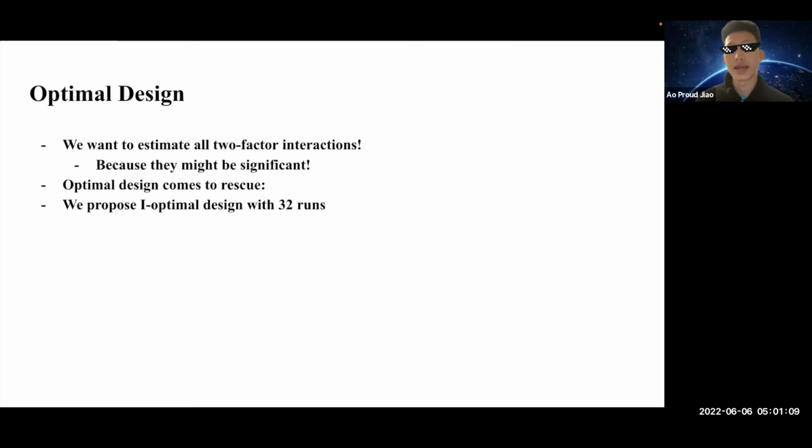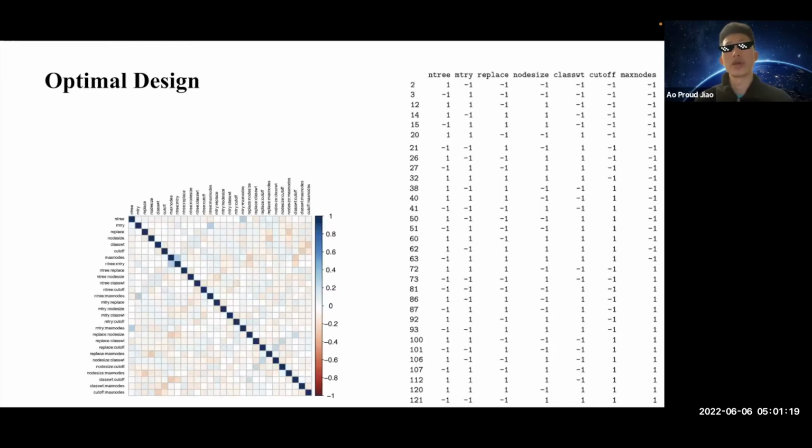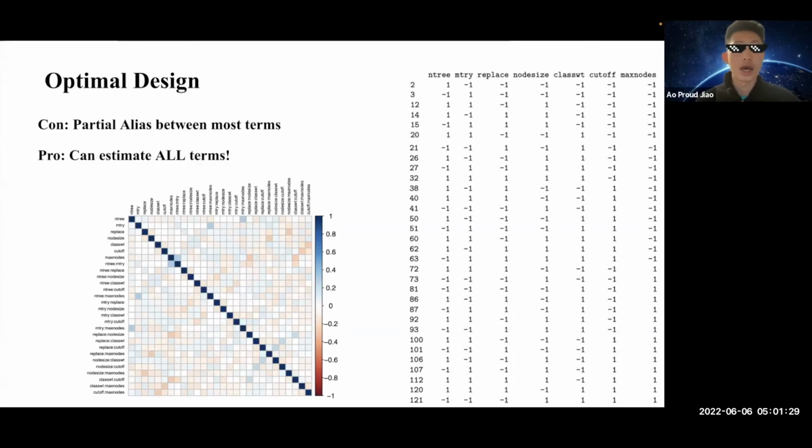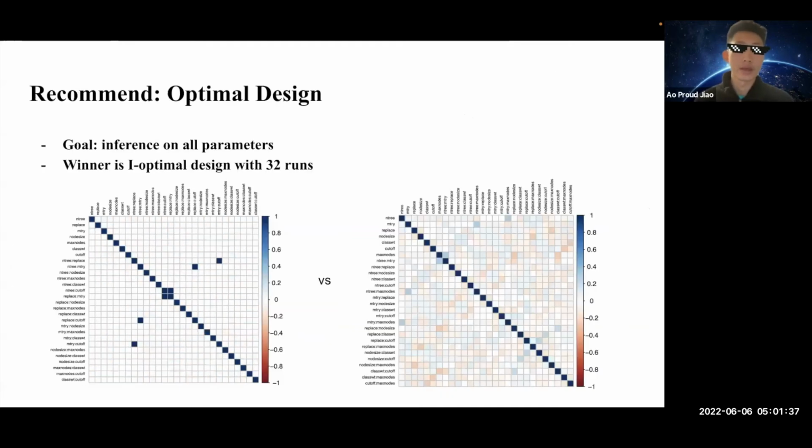We're proposing an I-optimal design with 32 runs as opposed to a D-optimal design because it will have better prediction accuracy. So here's the optimal design. On the right, we have the design itself, and on the left, we have the correlation plot. The con is that we will have partial alias between most terms. However, we can estimate all terms because they're only partially aliased, and all VIFs are below 5. So we are recommending optimal design because our goal is to have inference on all parameters.